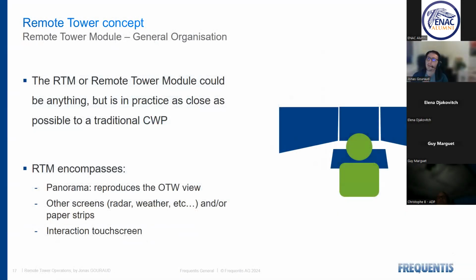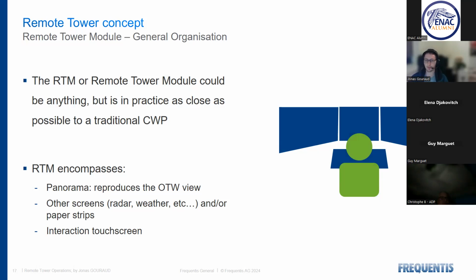Okay, we saw together what are the different things that are directly on the airport and must be on the airports. Now for the remote tower center itself. The remote tower center itself is actually composed of different remote tower modules. A module is a panorama, and then you have other screens, and then you have one or more interaction touch screens. The panorama itself will show the out of the window view. Other screens can show radar, weather, strips, whatever you want.